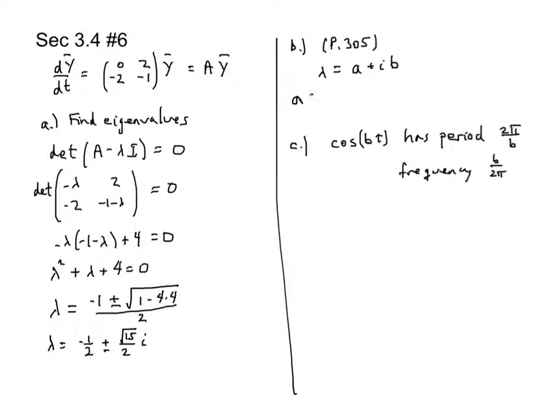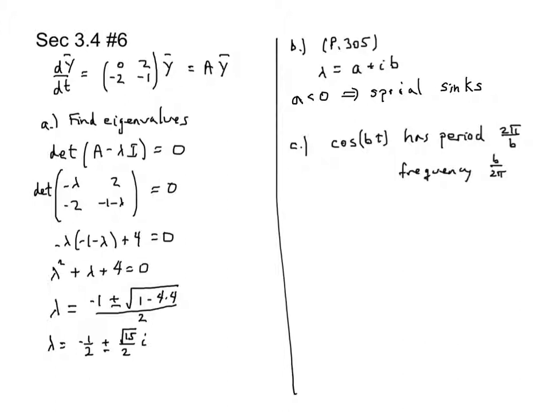In this case, the real part is negative. Since a is less than 0, it implies that our solutions will be spiral sinks. All solutions will approach the origin.